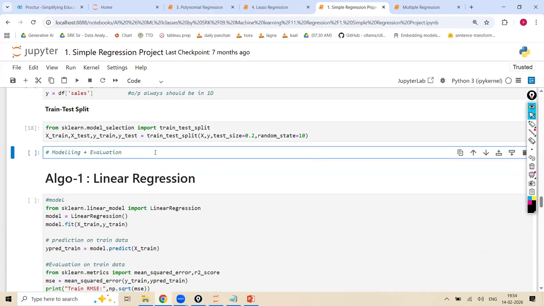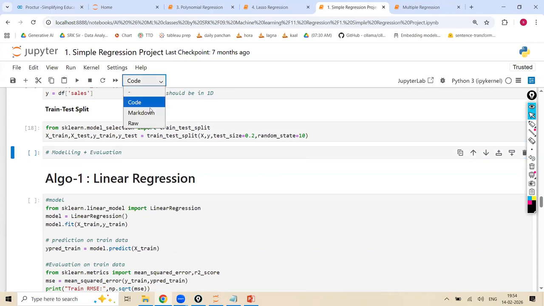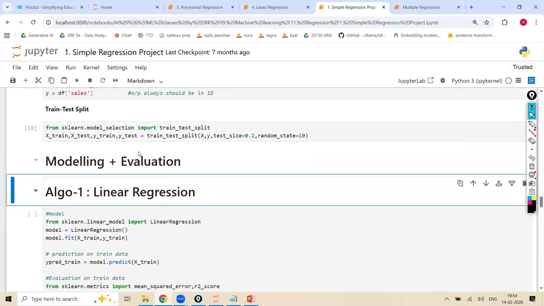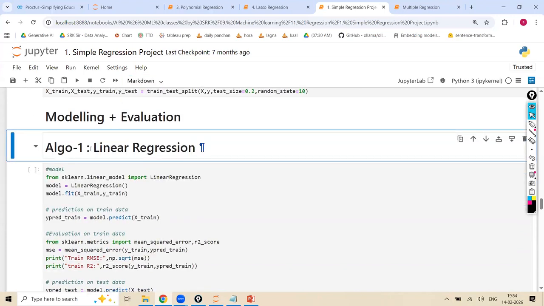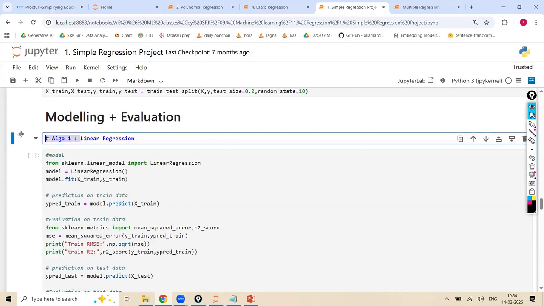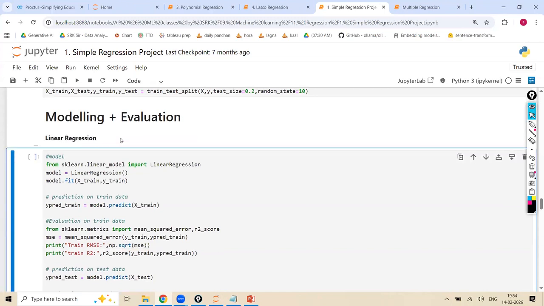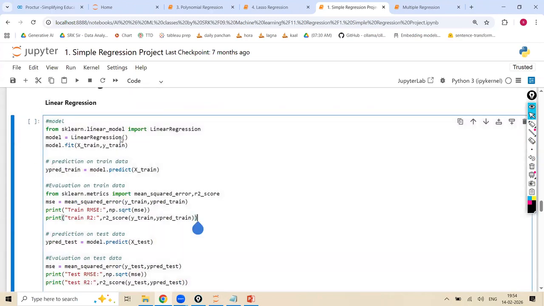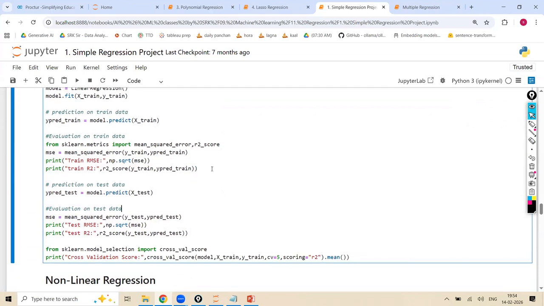For that evaluation, we are going to do it simultaneously for both of them. Now, modeling plus evaluation we are going to do, and here we are going to apply the algorithms one by one. What are the algorithms available? For every algorithm, we are going to do modeling plus evaluation. Now, what is the first model?